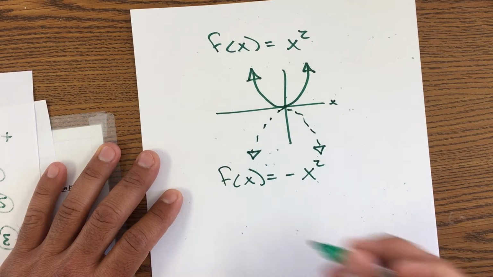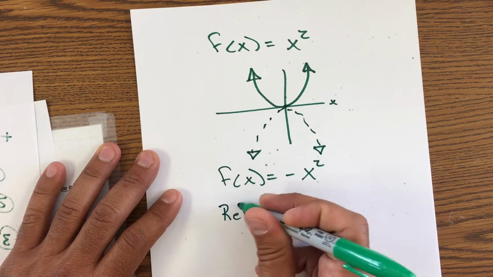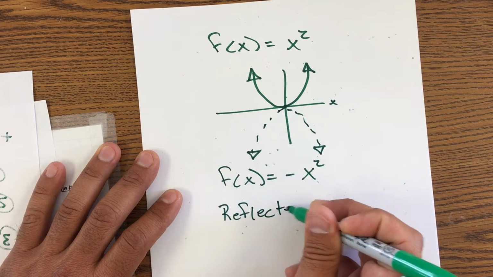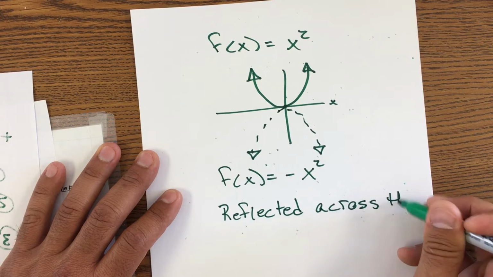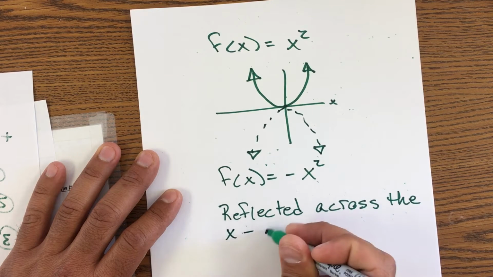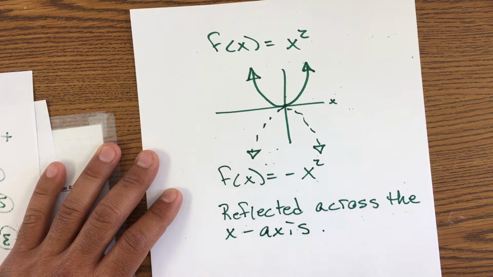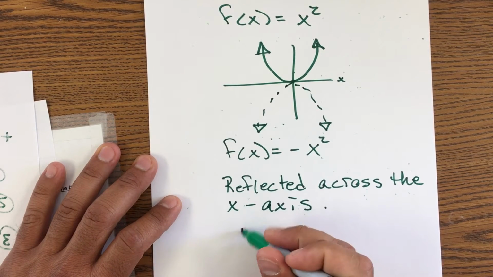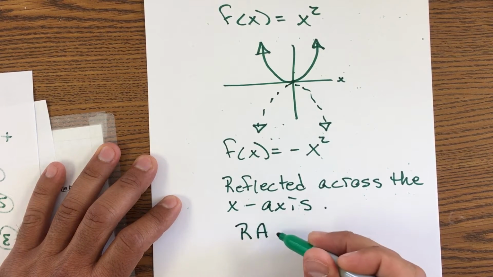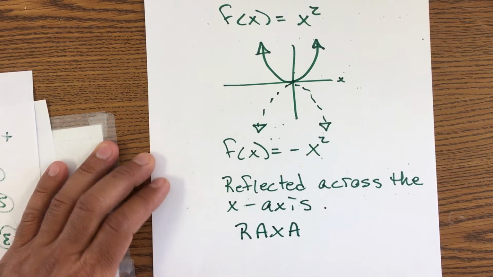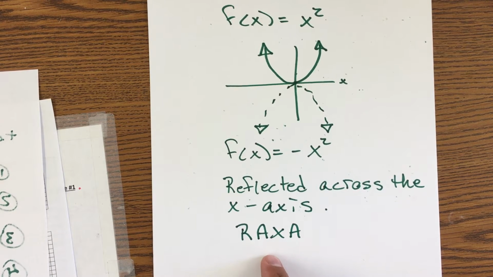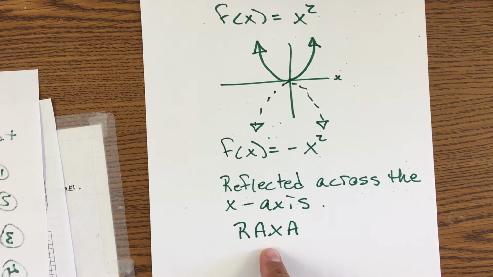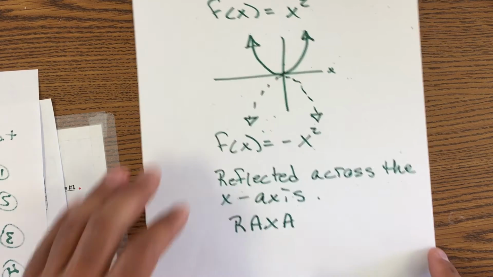And the way that we say that is we say it's reflected across the x-axis. Now that's a lot to write, so we just abbreviate it as reflected across x-axis, okay? So when you see that, it means reflected across the x-axis. I'm fine with you guys writing this, but you need to say reflected across the x-axis, okay?